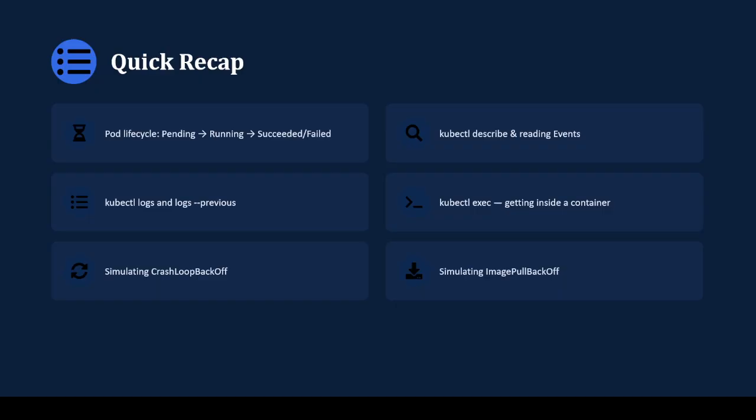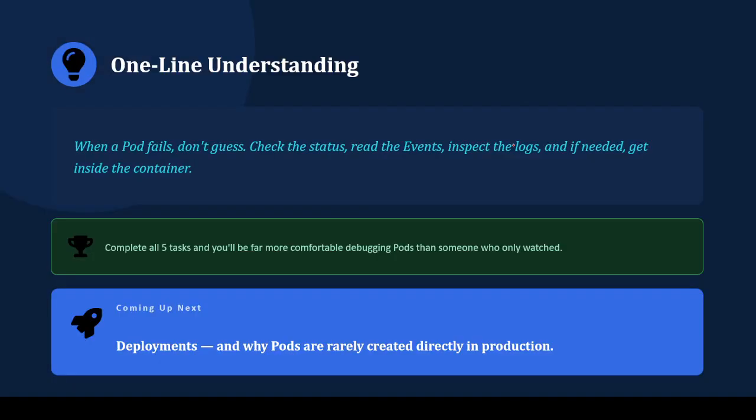Okay, so let's do a quick recap of what we covered. We covered the pod life cycle: Pending, Running, Succeeded. We saw logs, simulated both CrashLoopBackOff and ImagePullBackOff, we exec'd into the container, and we did describe and read events. One line of understanding is that when a pod fails, we have no need to guess. We need to check the status, read the events, inspect the logs, and if needed, get inside the container.